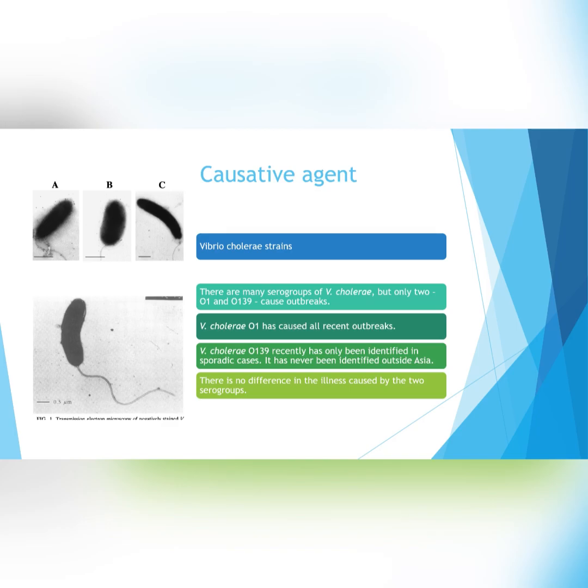There are many cell groups of Vibrio cholerae, but only two, O1 and O139, cause outbreaks of cholera. Vibrio cholerae O1 has caused all recent outbreaks, according to the World Health Organization, and Vibrio cholerae O139 has only been identified as sporadic cases, meaning it has never been identified outside a certain region, in this case Asia. There is no difference in the illness caused by the two cell groups according to the World Health Organization.